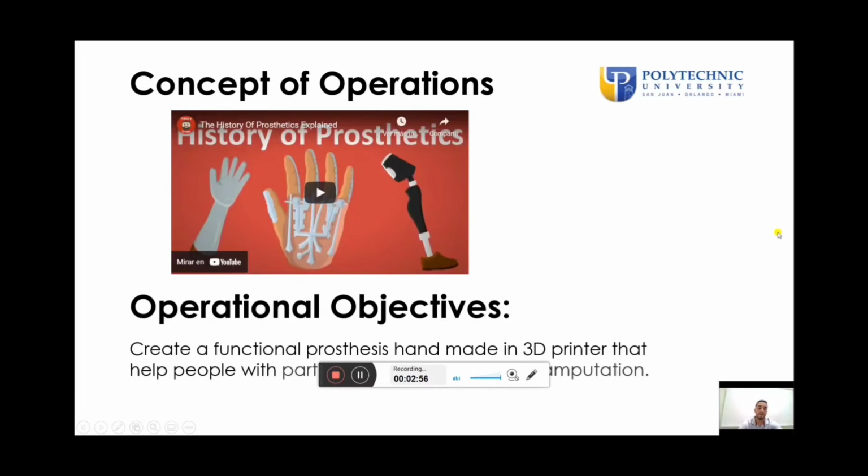In the concept of operation, the following video represents how the different prosthetics on the market have evolved and how advanced the technology is at the moment. It also compares from the first known prosthetic, which was the toe.